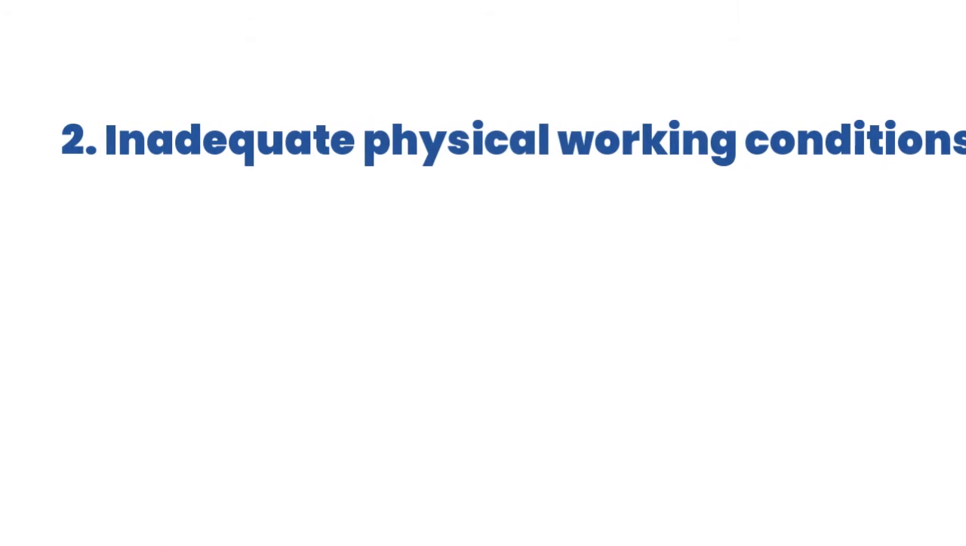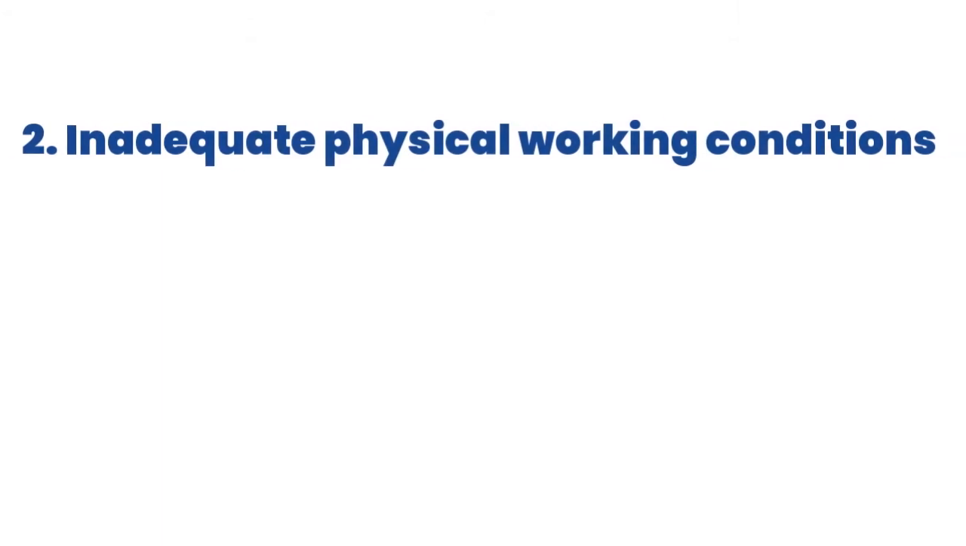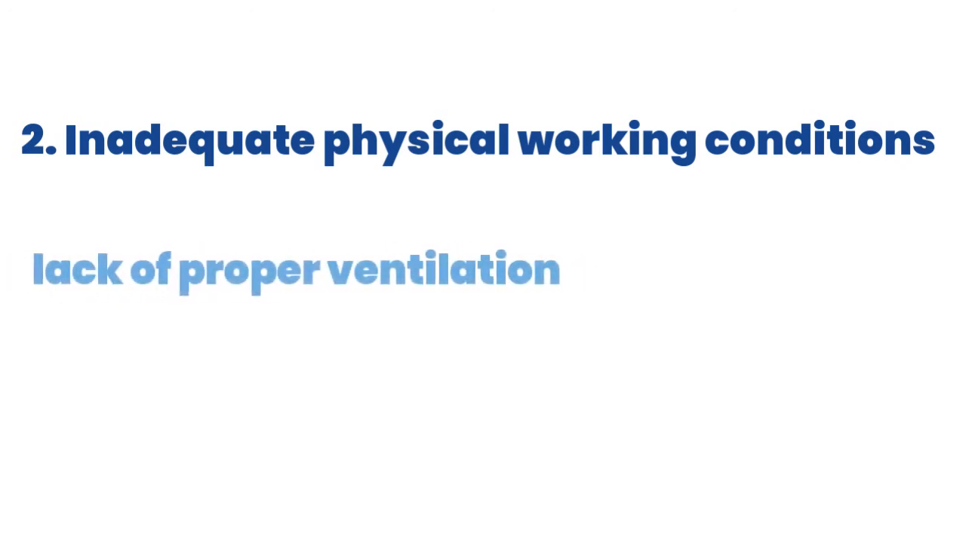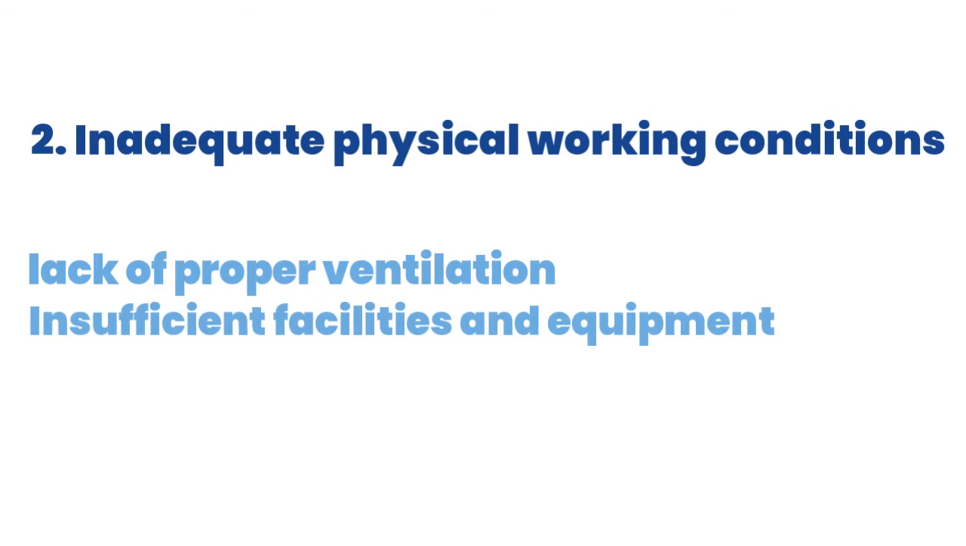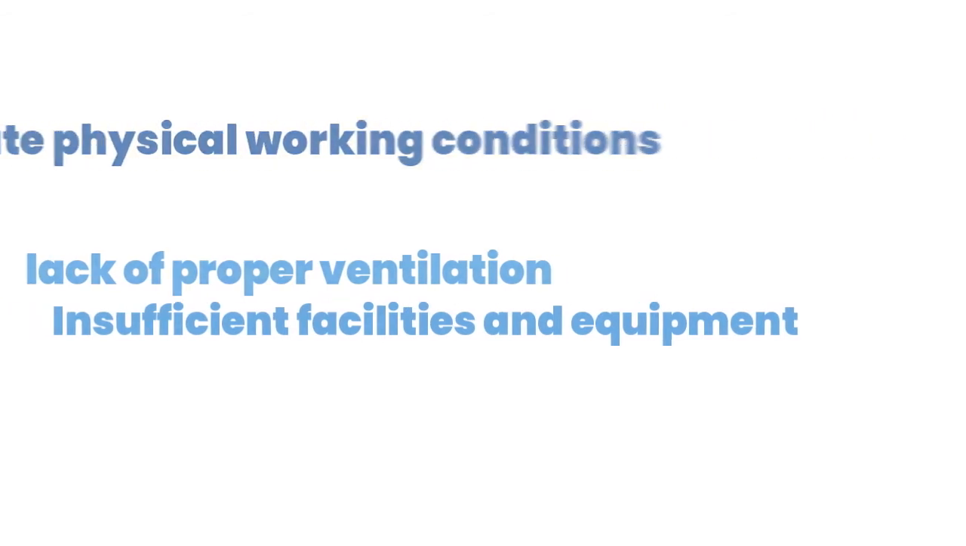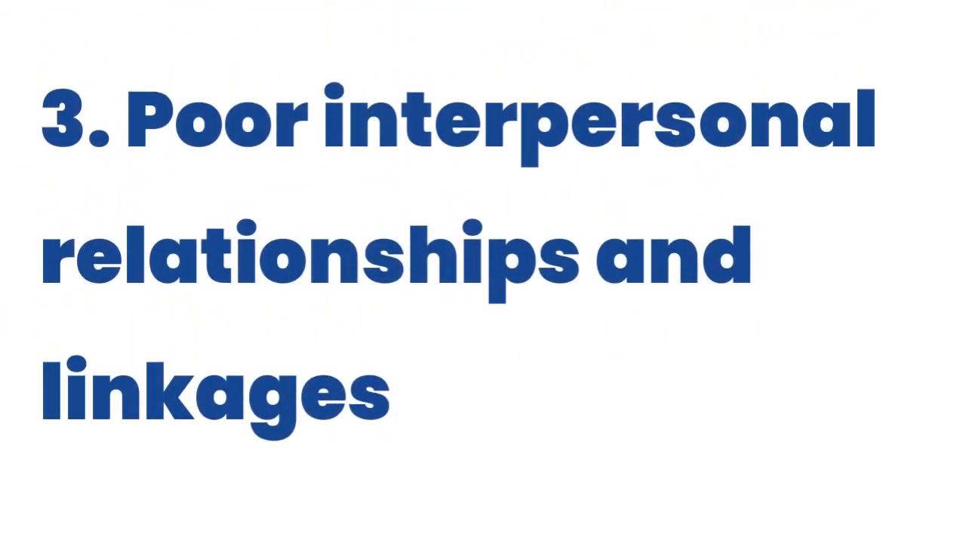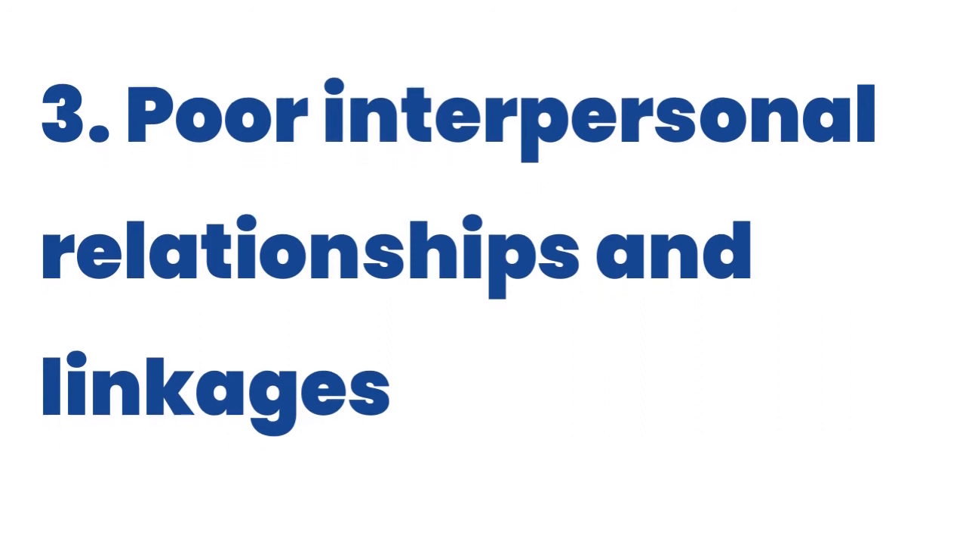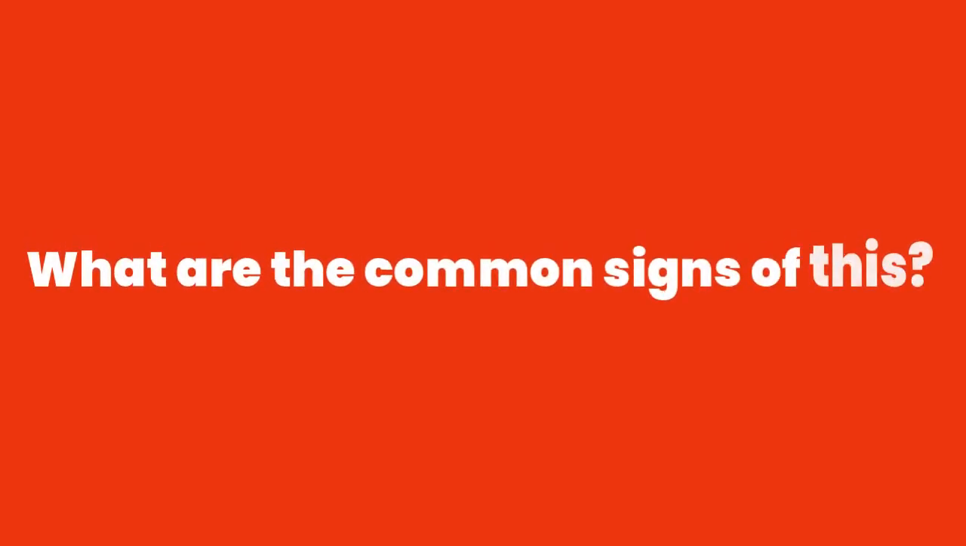The second coverage of grievance proceedings is inadequate physical working conditions. Examples of this are lack of proper ventilation, insufficient facilities and equipment. The third coverage is poor interpersonal relationships and linkages. What are the common signs of this?